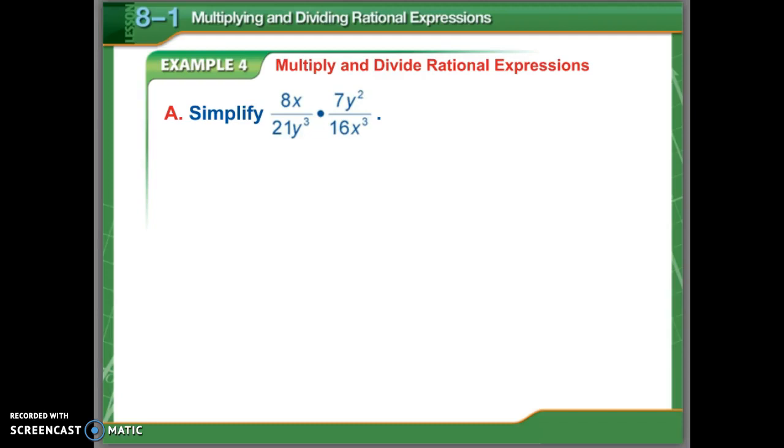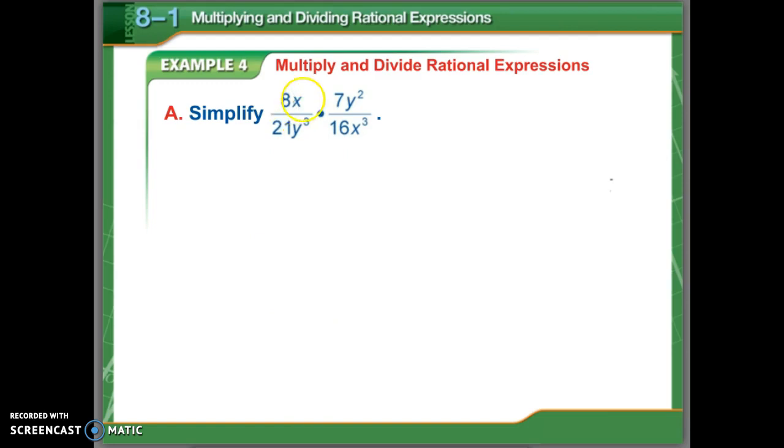So let's practice some of this stuff. So example 4, we're multiplying two rational expressions together. We've got 8x over 21y cubed times 7y squared over 16x cubed. Now I think the easiest thing to do with this stuff is to write out and show your simplification.